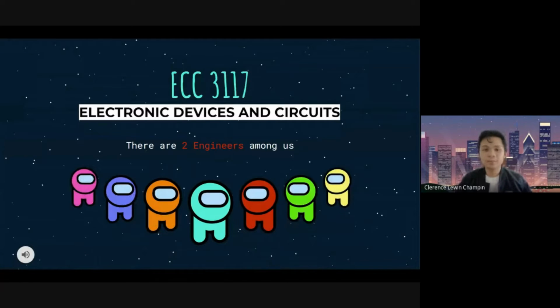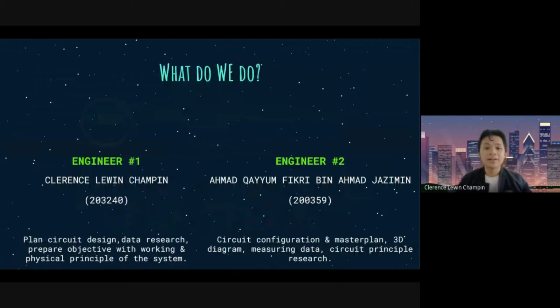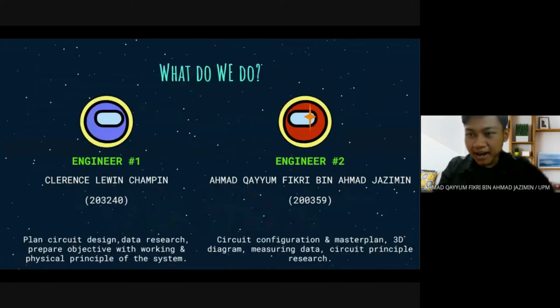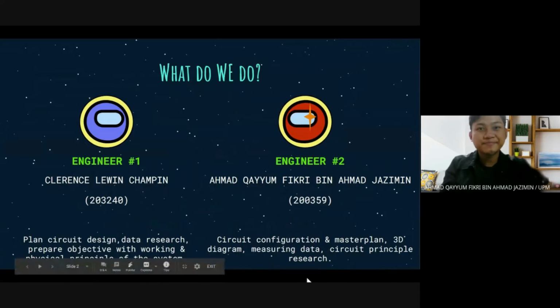Before we proceed with the presentation, we would like to introduce ourselves. My name is Clarence Lubin Champin and my metric number is 203240. And I'm Ahmad Qayyum Fikri bin Ahmad Jazimin with metric number 200359.